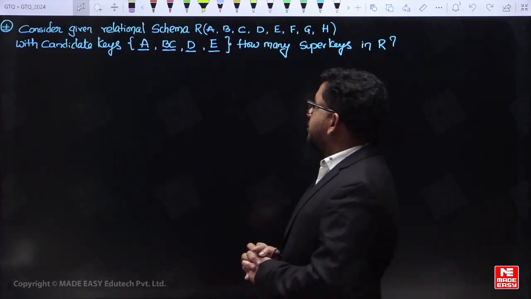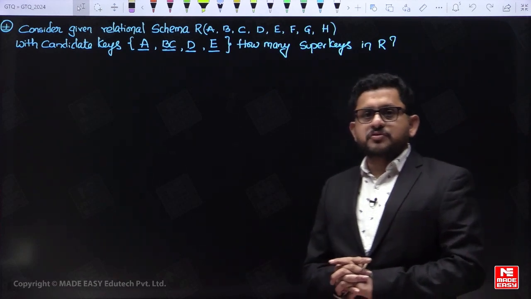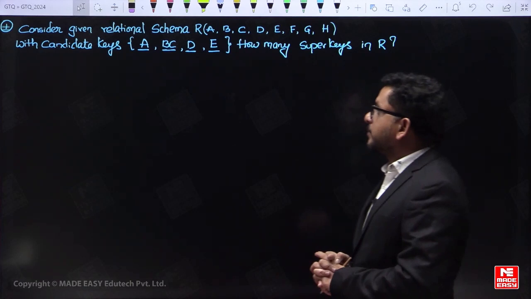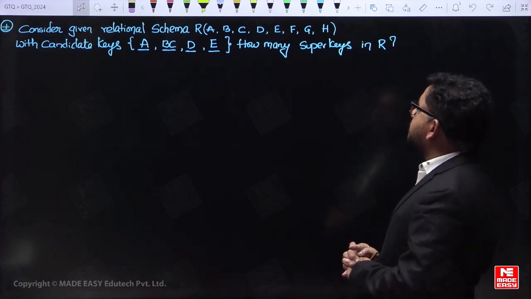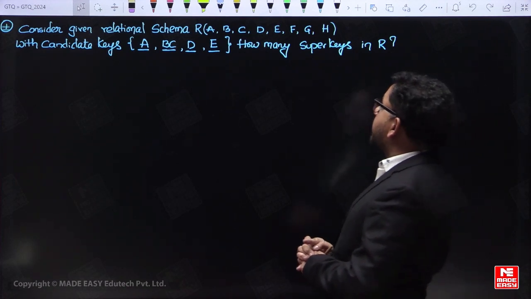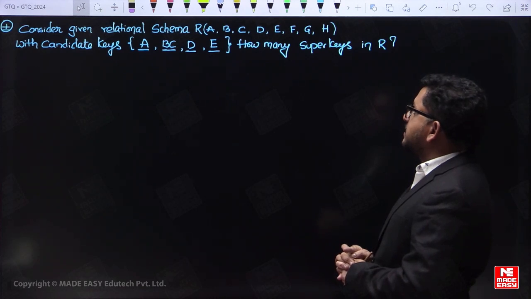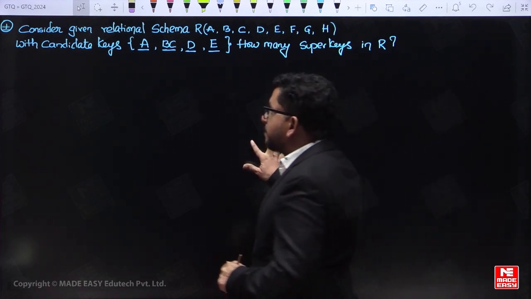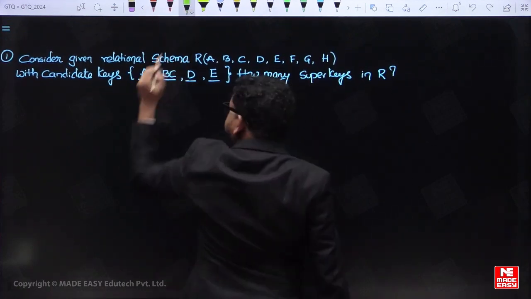This question is related to finding the number of super keys. This is one model question which has been given multiple times in the PYQs. Consider the given relational schema A, B, C, D, E, F, G, H, total 8 attributes, with 4 candidate keys: A, BC, D and E. How many super keys are there in the relation? So, the number of super keys of the given relational schema.